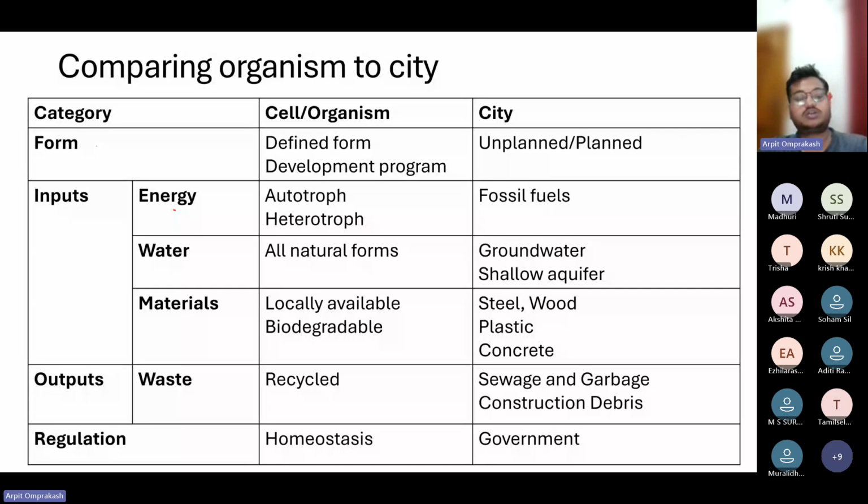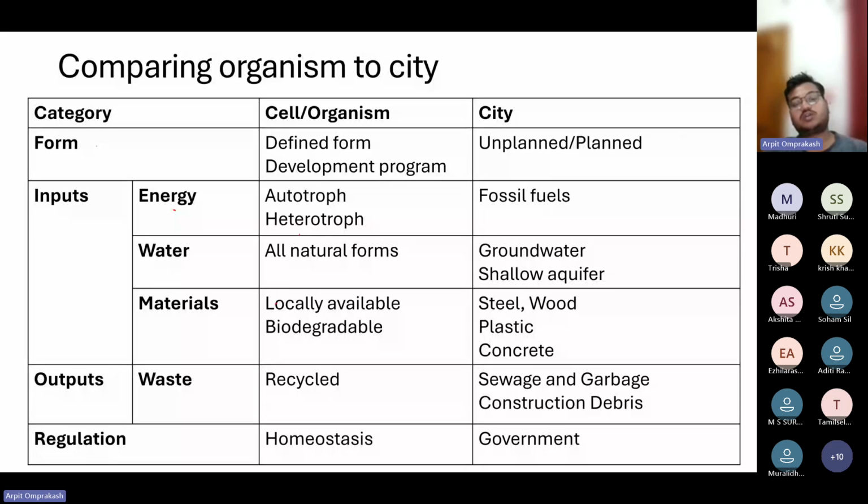Next, we talk about water. A cell or organism uses water in all its natural forms, whereas a city mostly uses water from groundwater or from a shallow aquifer, let's say a well or a lake, and also sometimes rainwater and so on. Then we talk about materials.